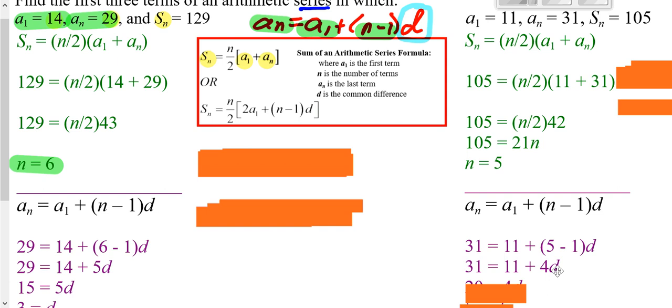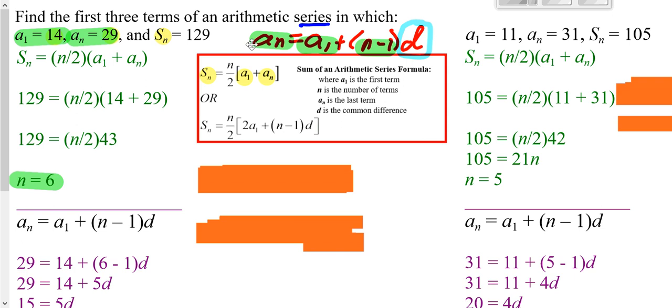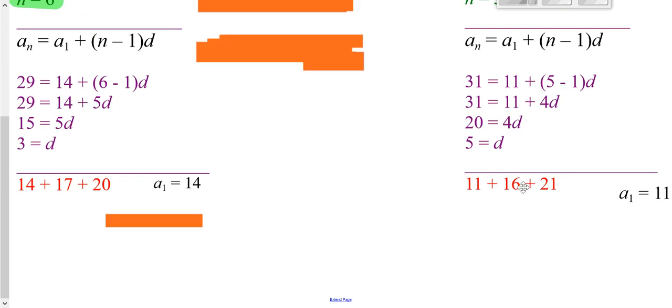So we get 4d here. To get rid of this 11, we can subtract an 11 from both sides. To get rid of times by 4, we can go ahead and divide by 4. Now we know we started out with 11, so we'll start out with 11, then because it's arithmetic, we're adding 5 each time, so we're going to get a 16, and then we add again and we get 21. We know we're putting plus signs in here instead of commas because we're dealing with a series. Series is what you get when you add. If it was an arithmetic sequence, then we'd have commas instead of plus signs.